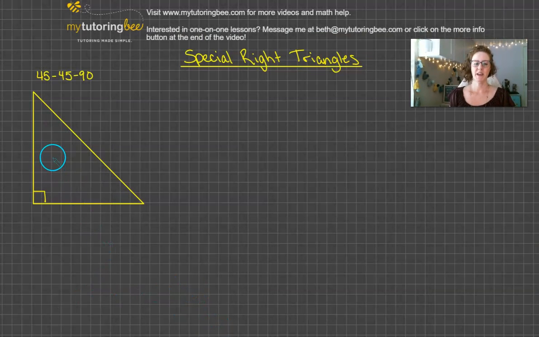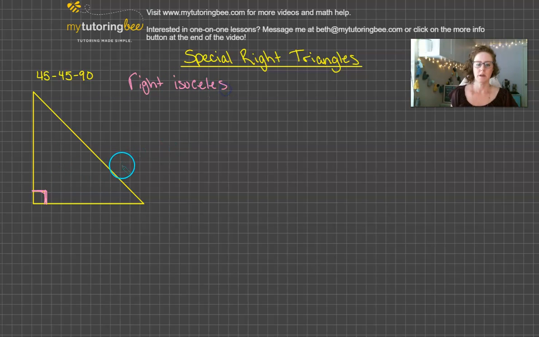So I have a triangle drawn here. Let's go ahead and label the measurements of each of the angles. We can see that the 90-degree angle is already labeled right here. And because this is a right isosceles triangle, that means that these two sides are congruent. This side is equal to this side. And with a right isosceles triangle, any right isosceles triangle, you will always have these measurements.